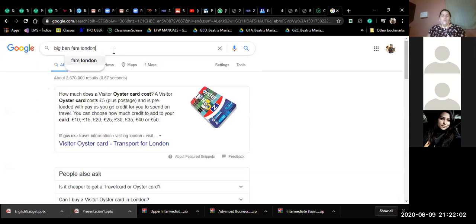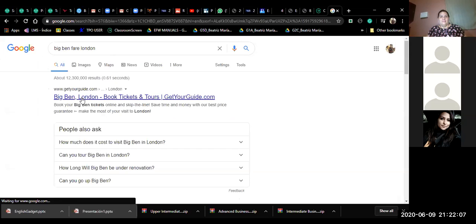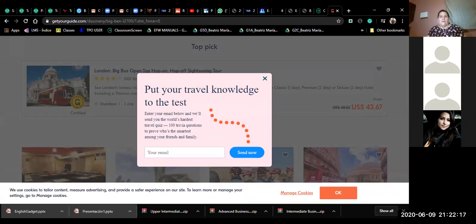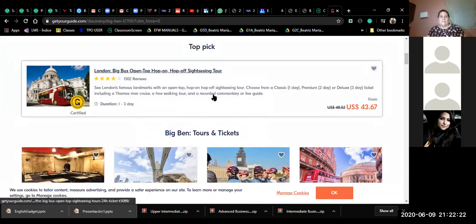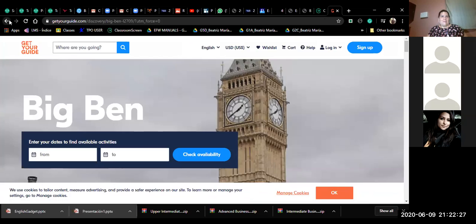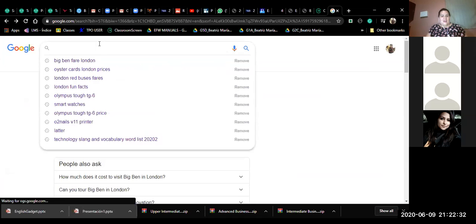What would be the fare to go to Big Ben? What do you think? Could you tell me what's the fare to enter or access Big Ben? Actually, I don't know. I think Big Ben is a beautiful clock tower. It looks like Notre Dame, the Church of Notre Dame. Interesting places in London include Big Ben.